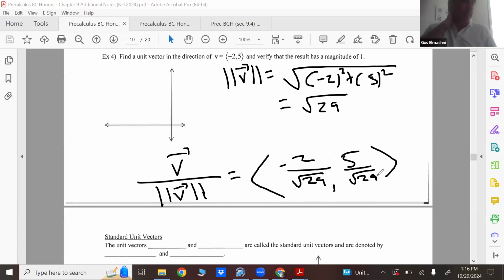What was that, sorry? 3 squared? Negative 2 squared? 5 squared? My bad. So if I'm going 2 left and 5 up, here's the original vector.